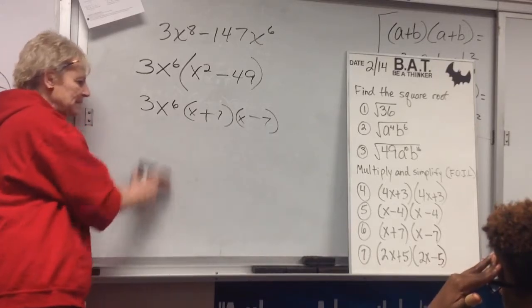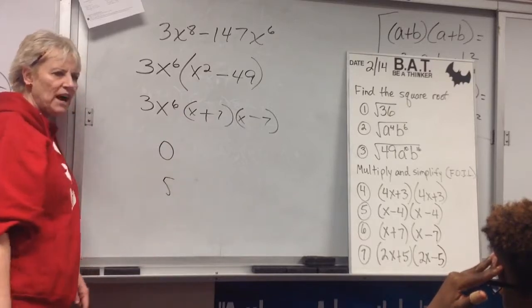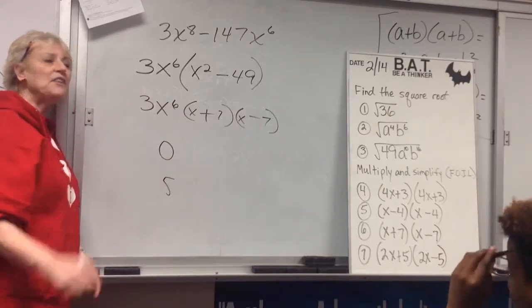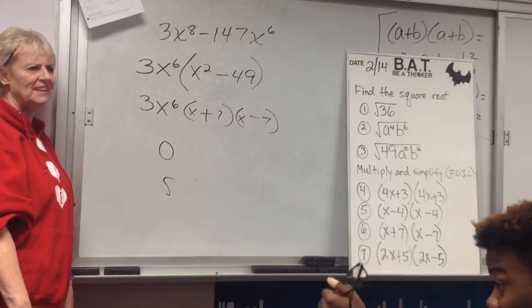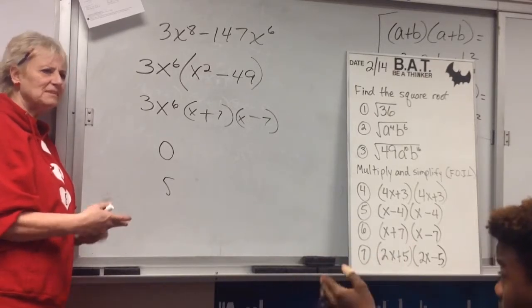Okay, how do you know if a number can be divided by 5? Ends in 0 or 5. And those 3 things you should always check. Divide by 2, divide by 3, divide by 5.